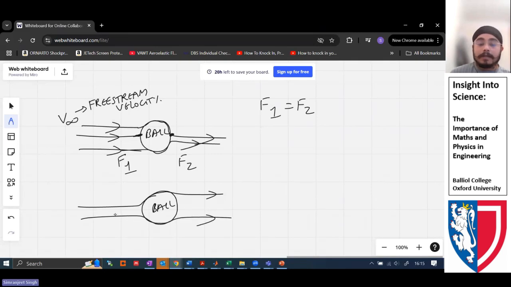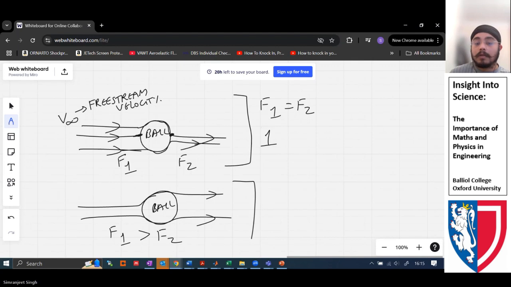What is happening in this case? In this case, we have F1 is greater than F2. So when we analyze something theoretically, we would consider the scenario that is scenario number 1. But in the real world, in a practical scenario, we'll get something which is situation 2. So how do we actually deal with this?